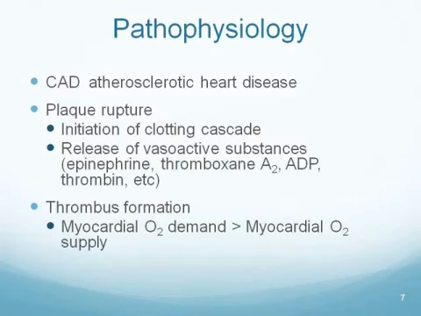So we have release of epinephrine, thromboxane A2, ADP, and thrombin. And all of these substances also are agonists to the platelet, meaning that they activate the platelets so that the platelets begin to adhere to one another as well as to the vessel wall. That is the first step in the thrombus formation. Once the thrombus grows, now we have myocardial oxygen demand of the heart exceeding the blood supply, further leading to ischemia.